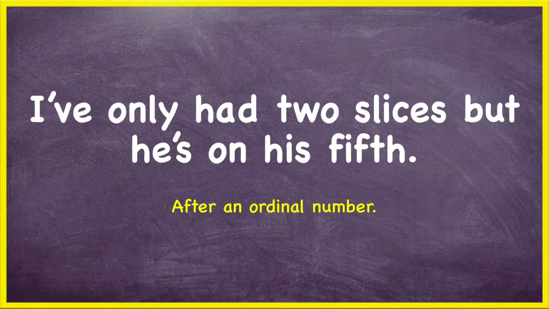I've only had 2 slices, but he's on his 5th, right? So 5th is an ordinal number. And what's the noun that we are not repeating? It's slices, right? A slice. So you can say, I've only had 2 slices, but he's on his 5th slice. But you don't need to. It's much easier and more natural to omit it.